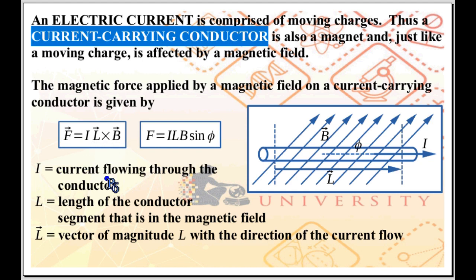I is the current flowing through the conductor. L is a vector, a vector quantity, same direction as the current I. And the length or the magnitude of vector L is length L, the length of the conductor segment that is inside the magnetic field.